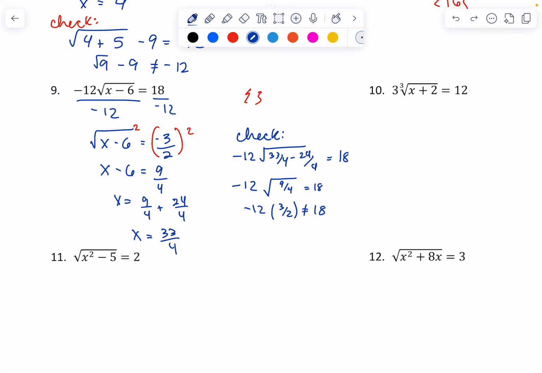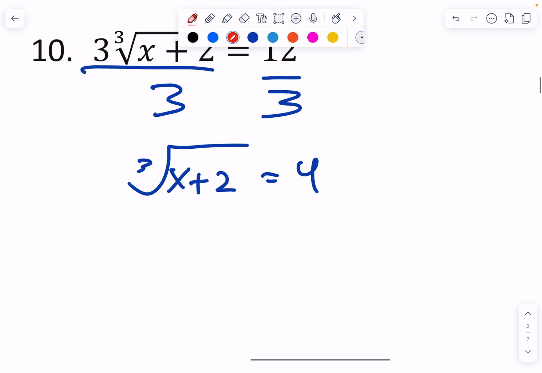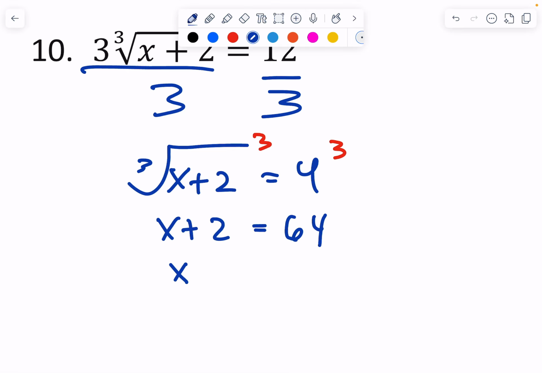Moving on, divide both sides by 3. Get cube root of x plus 2 equals 4. Cube both sides. You get x plus 2 equals 4 cubed is 64, so x equals 62, and that is the solution.